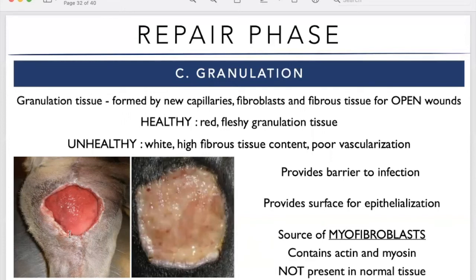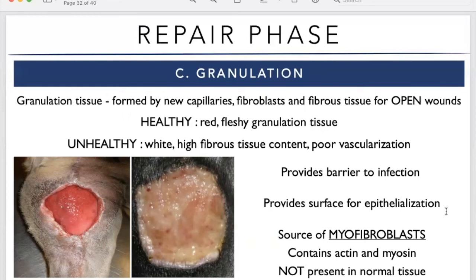And a good granulation tissue would also be a good barrier to infection. Okay, it's a surface for epithelialization, which will happen later, right? And this good granulation tissue, this laman, okay, this is basically a layer that you see there, okay? This is the source of the myofibroblasts.